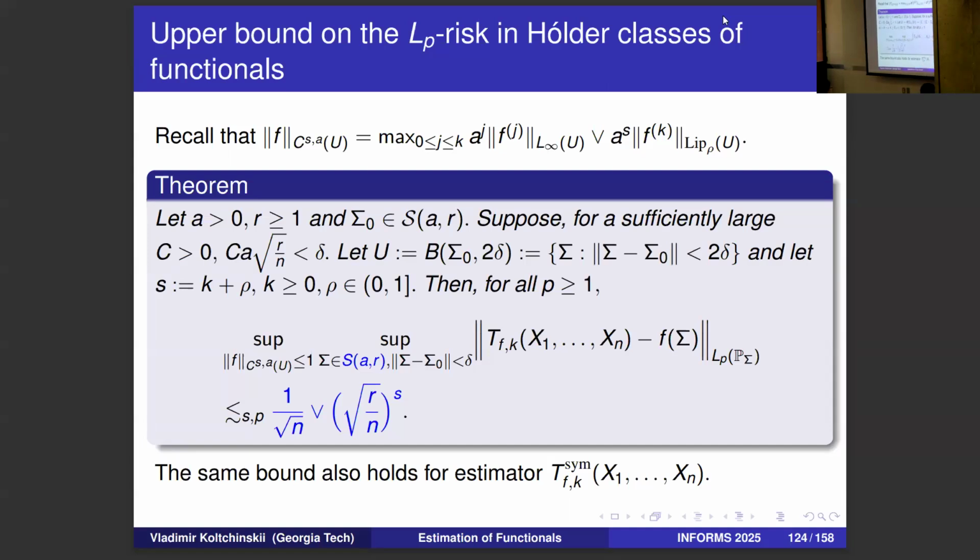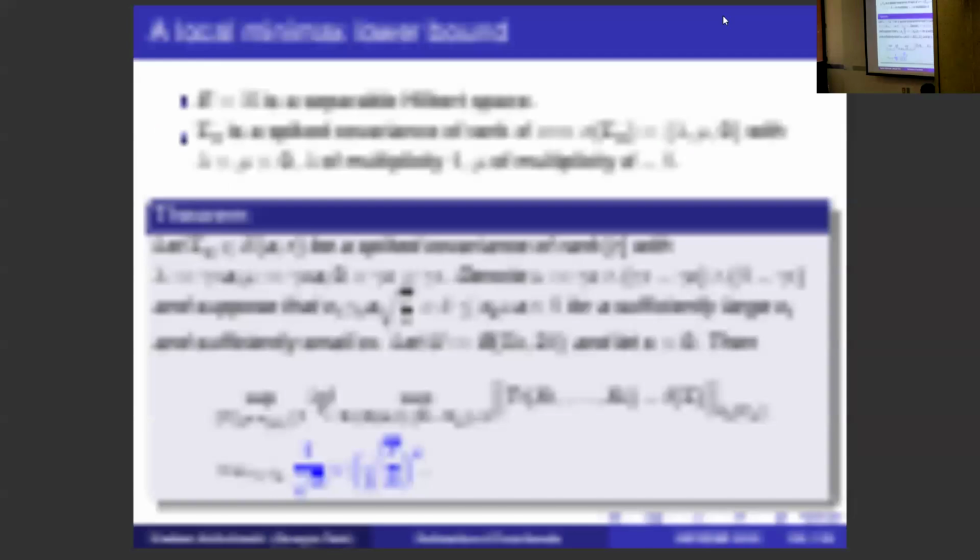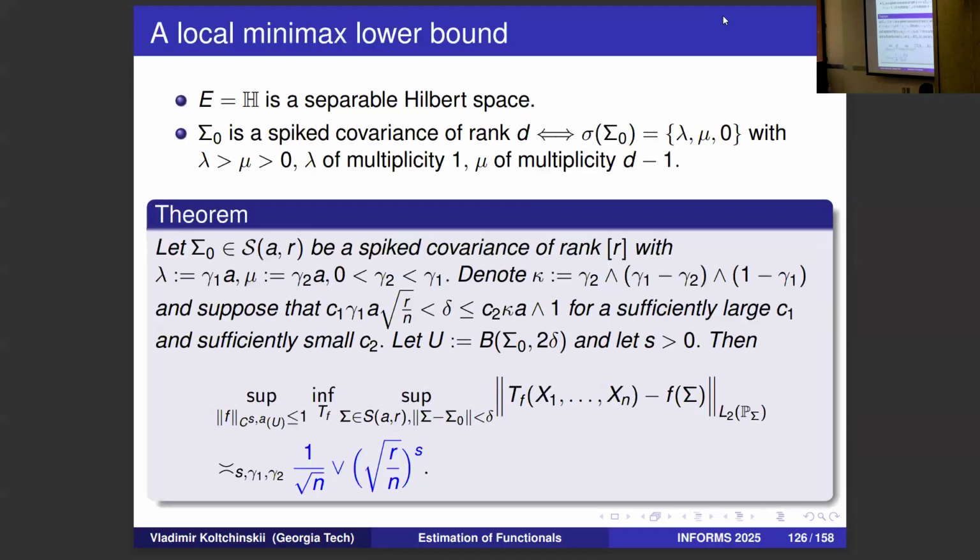And it turns out that it's possible to do, not always, but I was able to prove it in the case when our space E is a Hilbert space, and also under special assumptions on this operator sigma naught. So it should be in the neighborhood of some operators of special type.